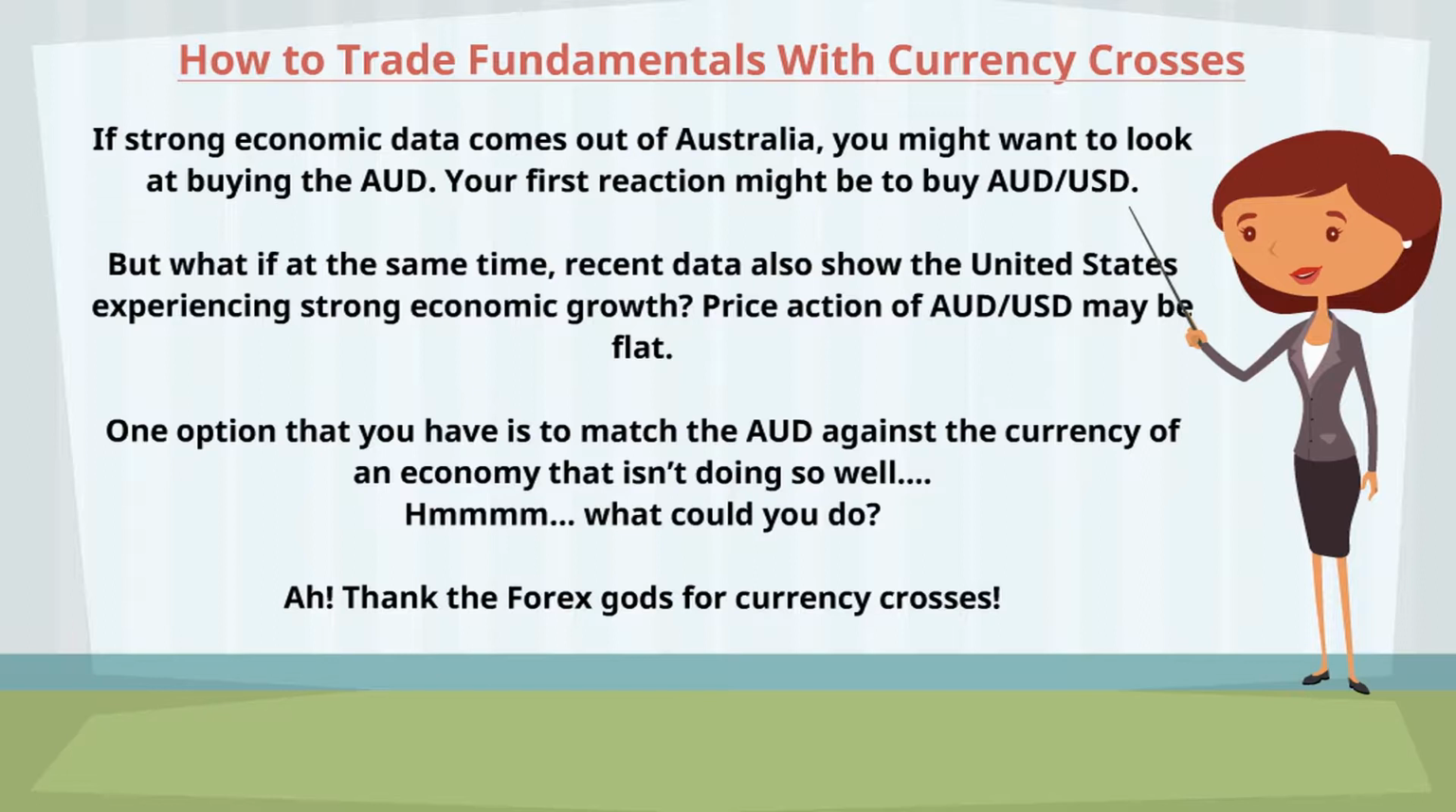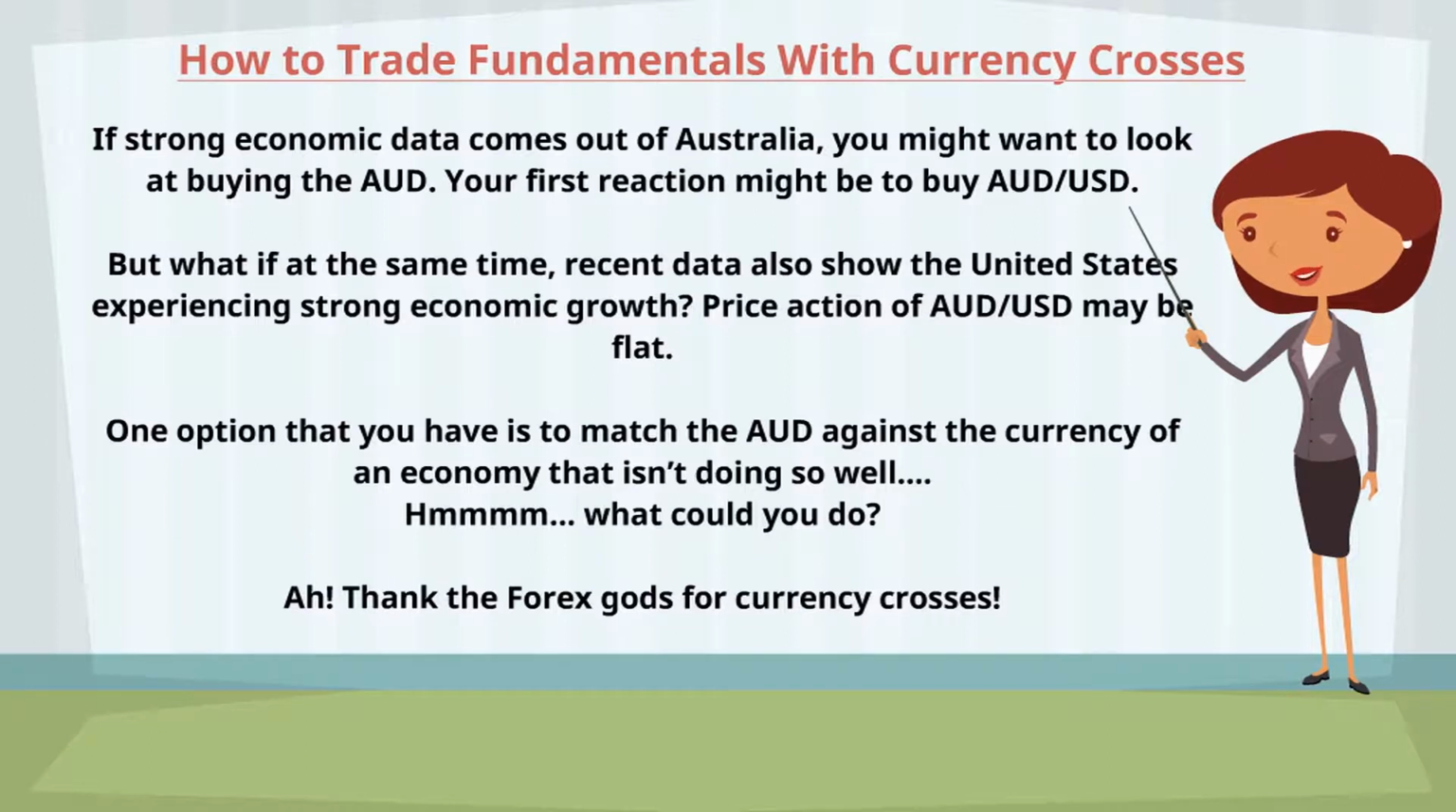Now I will tell you how to trade fundamentals with currency crosses. If strong economic data comes out of Australia, you might want to look at buying the AUD. Your first reaction might be to buy Australian dollar to US dollar. But what if at the same time, recent data also show the United States experiencing strong economic growth? Price action of Australian dollar to US dollar may be flat. One option that you have is to match the AUD against the currency of an economy that isn't doing so well. What could you do?